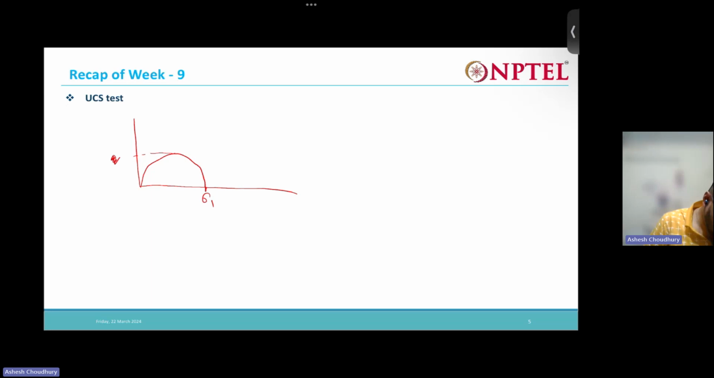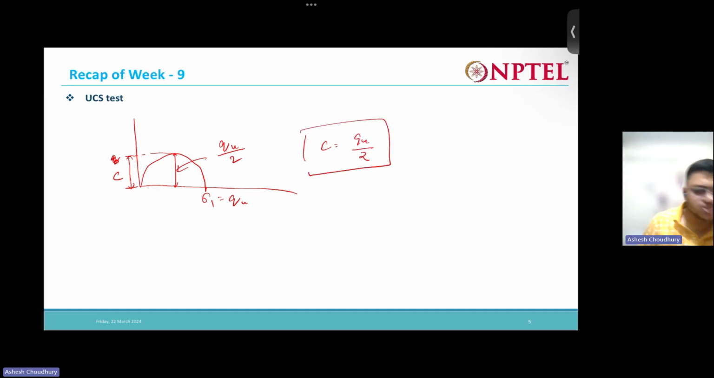Sorry, this is the c. Okay, and this is the q_u. And what will this be? This will be equal to q_u by 2. Okay, c is equal to q_u by 2. This we already know. We already saw this in the previous class, right? So what is UCS? Directly on the sample, we keep on applying this sigma 1.